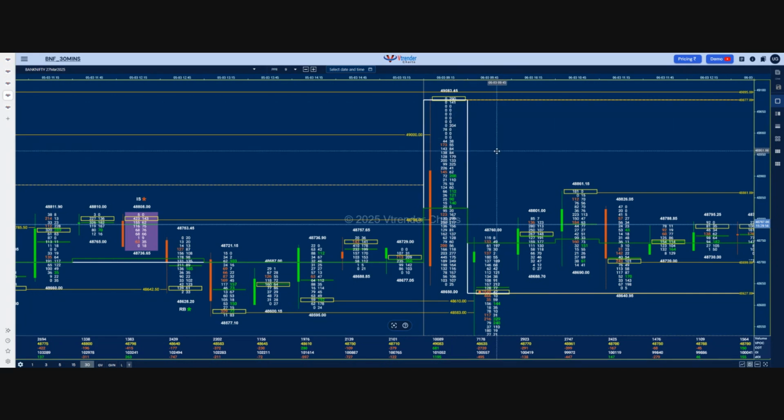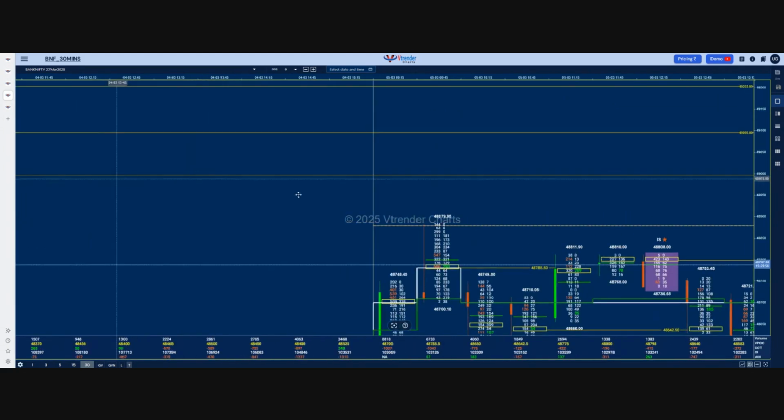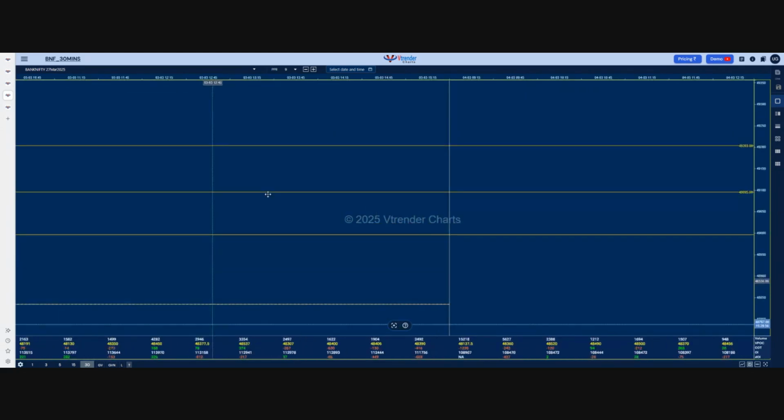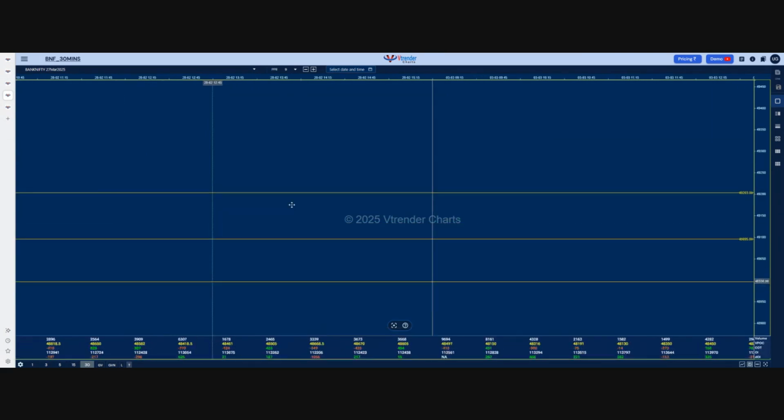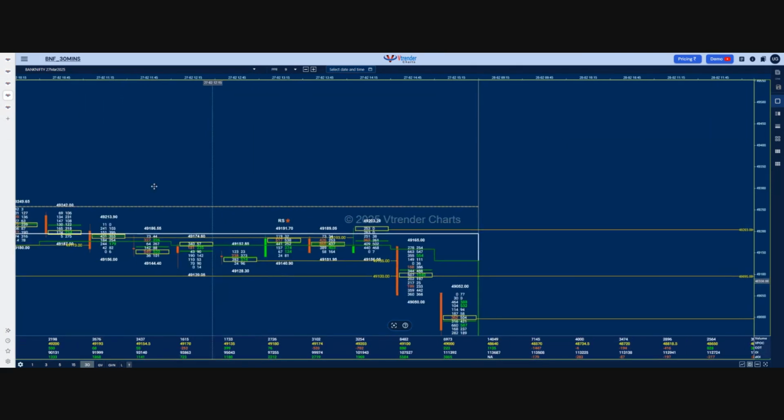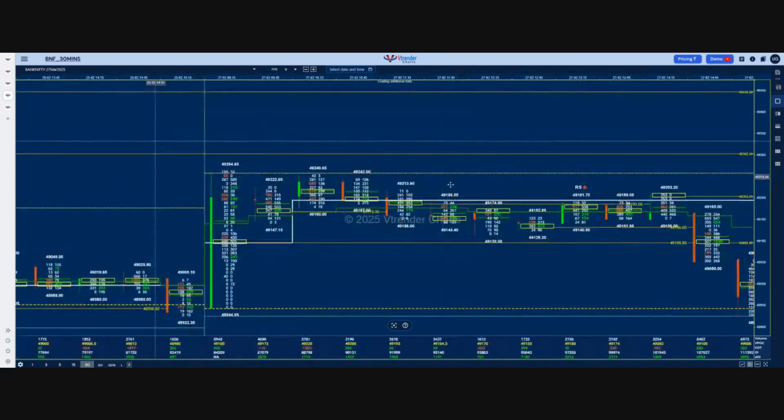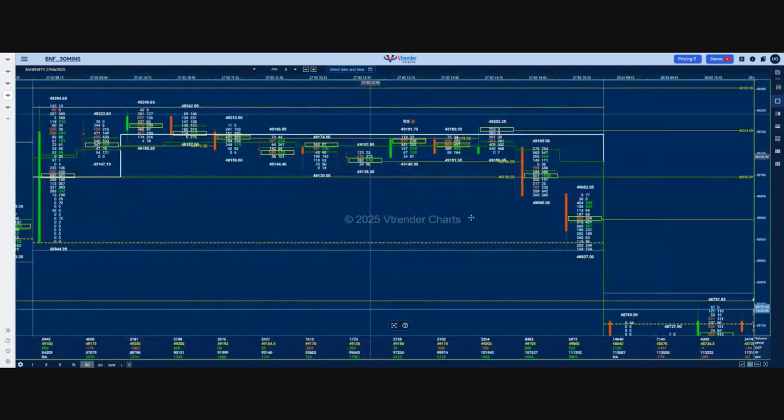And to put things in perspective, 49,000 was our rollover point and 49,100 was the next higher HVN of that day, the 28th of February. If I take you back, not the 28th, the 27th of February, where we had the expiry day. So if I quickly take you back to the 27th, we can see how we had the maximum volumes at close.